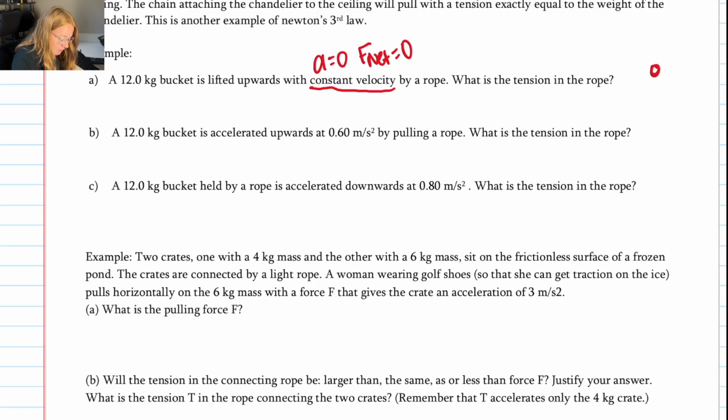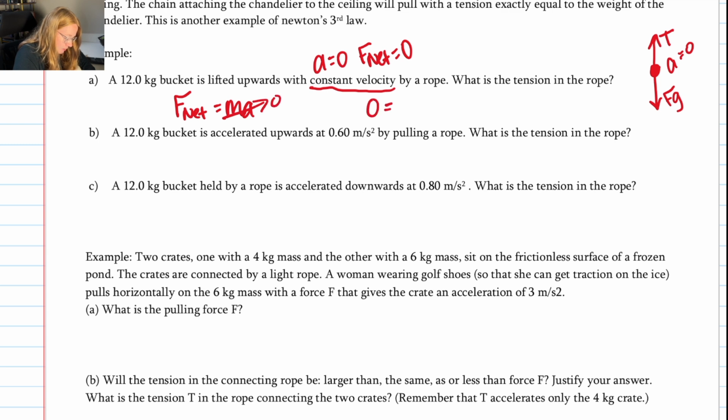If we look at it based on a free body diagram, if we're lifting a bucket upwards, we should definitely have a tension force. But we also obviously have the force of gravity, and since there's no acceleration, the tension should be equal to the force of gravity to counteract that. Another way of thinking about it is F net equals ma, and there is no acceleration here, so zero. Let's take tension being positive since it's the one pointing up, and Fg being negative.